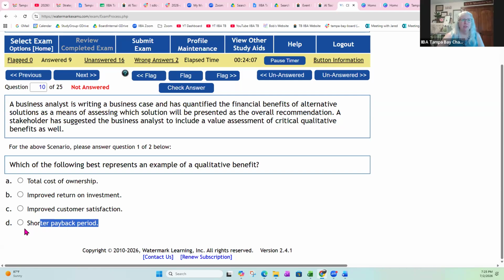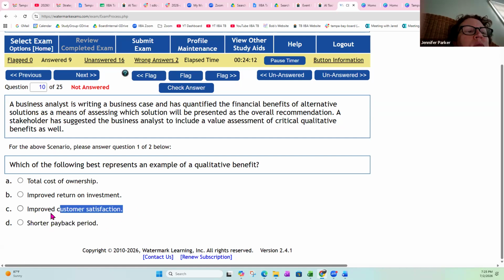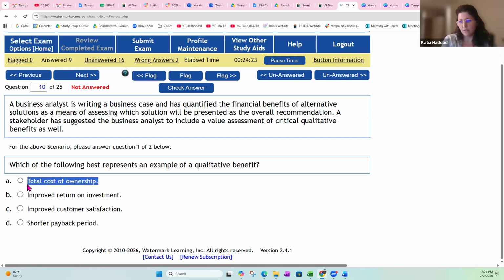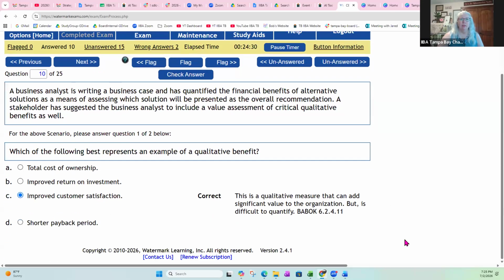So let's start at the bottom. Is this numbers or quality? Numbers. Is this numbers or quality? Quality. How about this one? Numbers. And this one? Numbers. So this is the only one that's really about quality, right? Yes. This is a qualitative measure that can add significant value to the organization, but it is truly difficult to quantify.